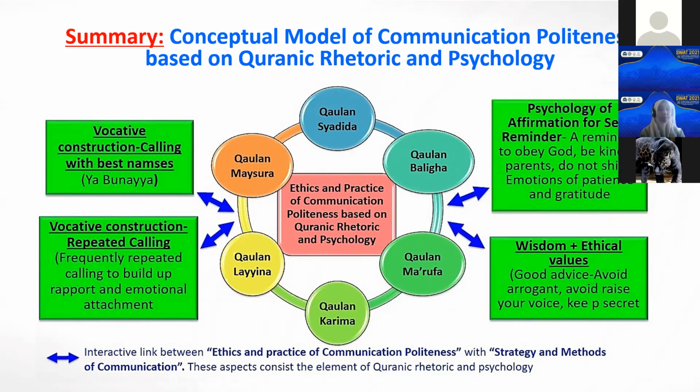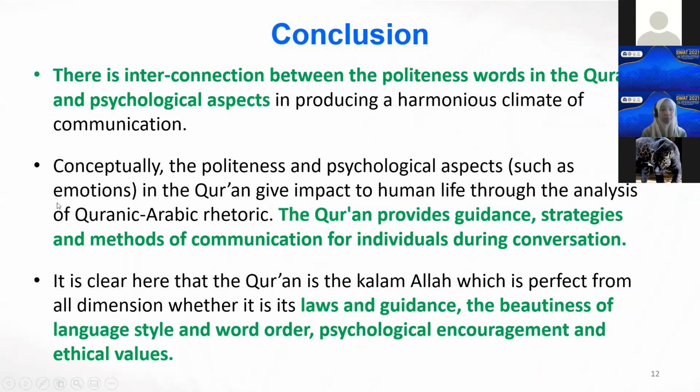Then psychological affirmation for self-reminder, a reminder to obey God, to be kind to parents, and so on. And the last one, wisdom and ethical values such as good advice, avoiding arrogance, avoiding raising your voice, keeping it a secret. This is the interactive link between ethics and practice of communication politeness with strategies and methods of communication. This aspect consists of the elements of Quranic rhetoric and psychology. And then the last one, conclusion.